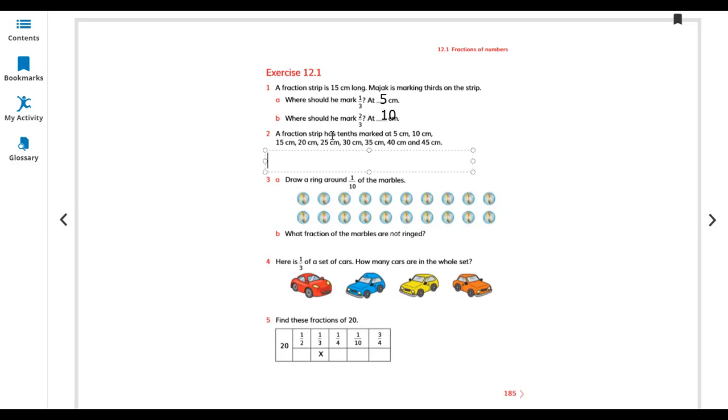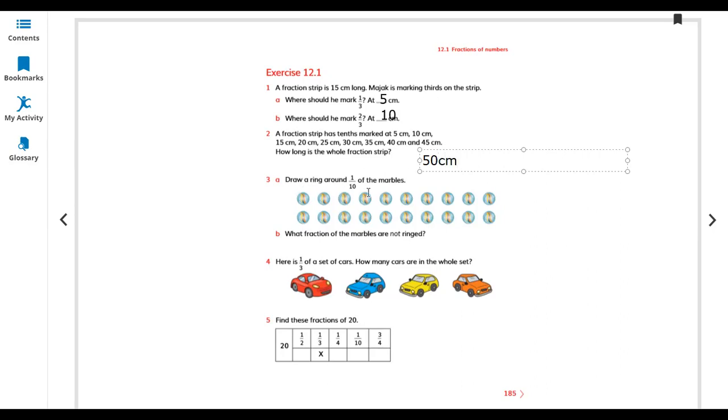A fraction strip has tenths marked at 5 centimeter, 10 centimeter, 15, 20, 25 until 45. How long is the whole fraction strip? Obviously it's 50 centimeter, as we are using the gap of 5 until 10th, so it's 50. 5 multiplied by 10 is 50 centimeter.